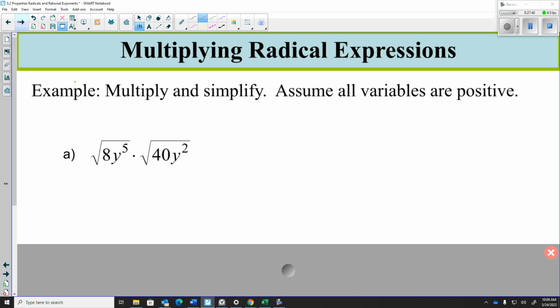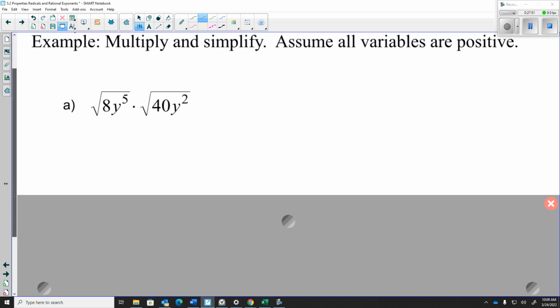Like I said, the first thing that you are going to do is either split it all up or put it all together. Pretty much always going to be the first thing you do. So let's put them all together. It's all underneath the square root. It's going to be 8y to the 5th times 40y squared. Put it all together because they're underneath the same root. Now I can simplify the things inside, because they're going to multiply together.